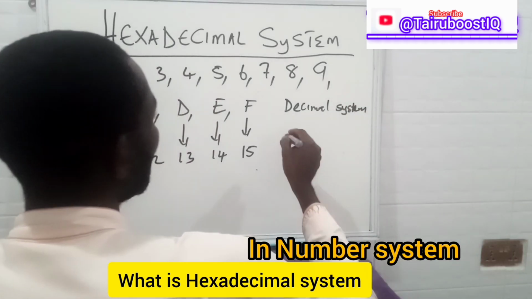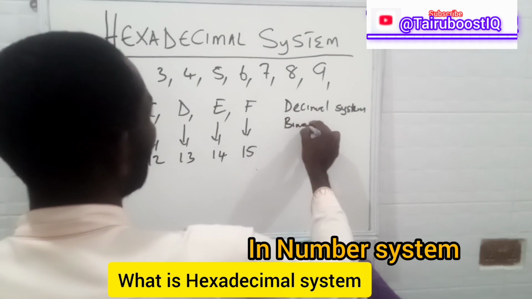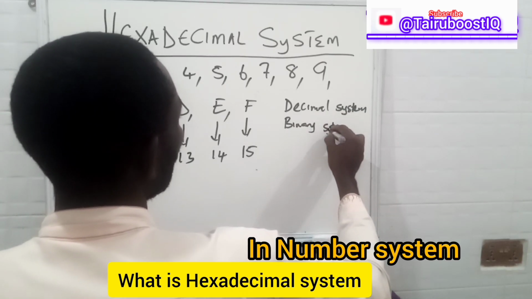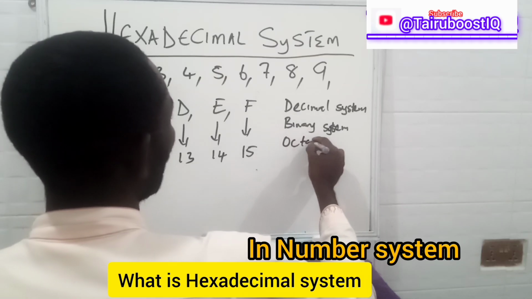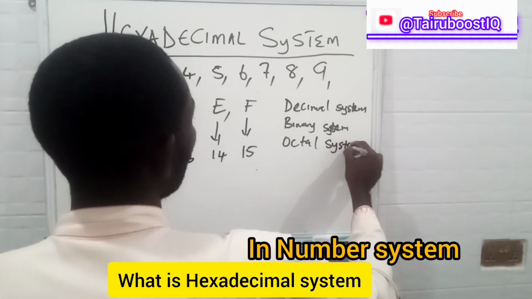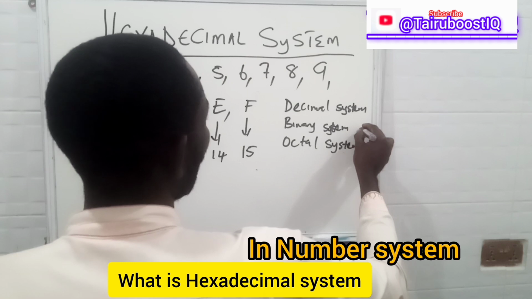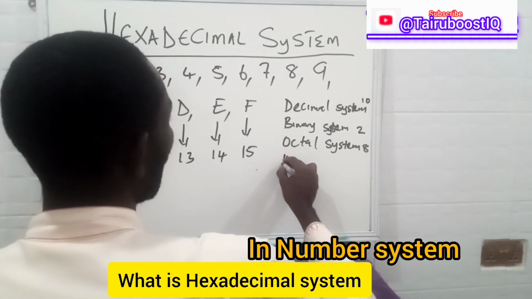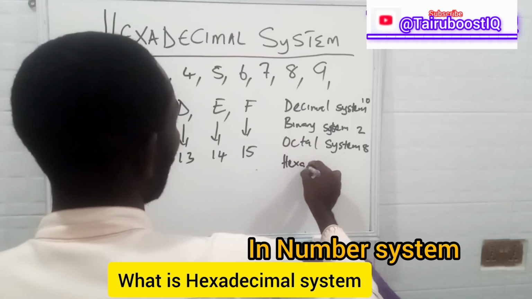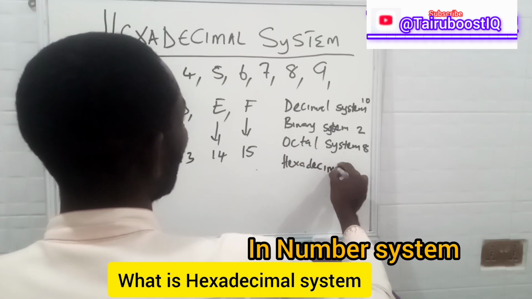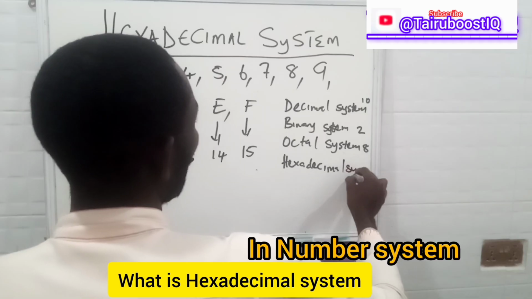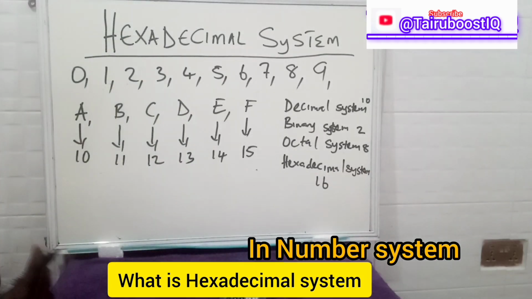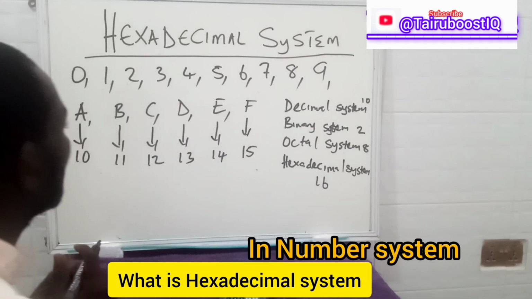The decimal system stands as base 10. Then we also have the binary system, which stands as base 2. Then we have the octal system, which stands as base 8. Then we also have the hexadecimal system, which is a type of number base that has base 16.